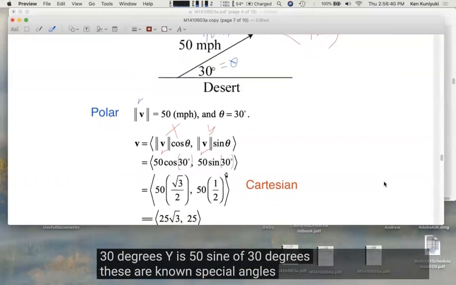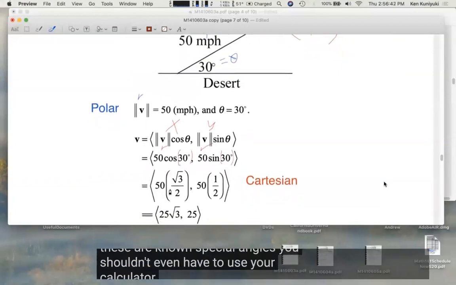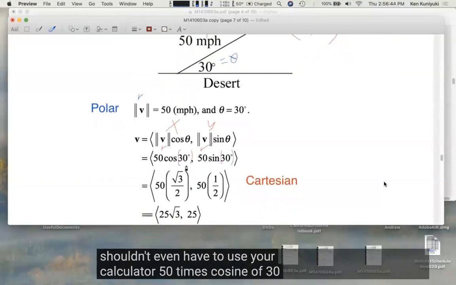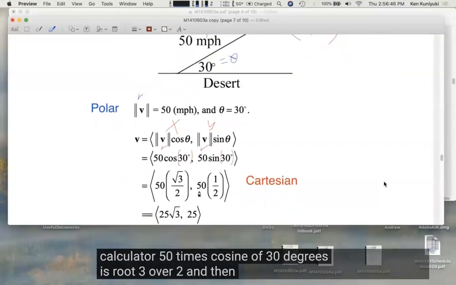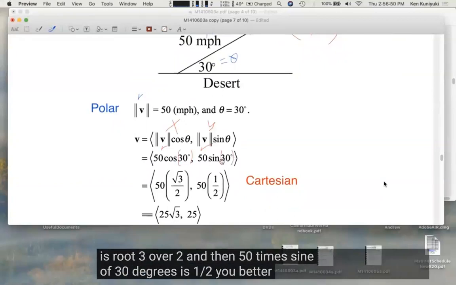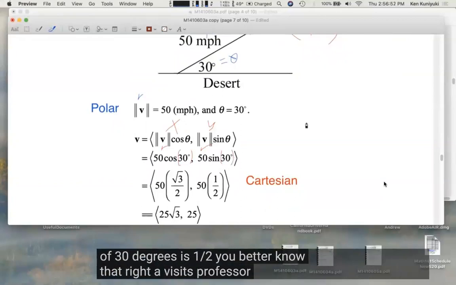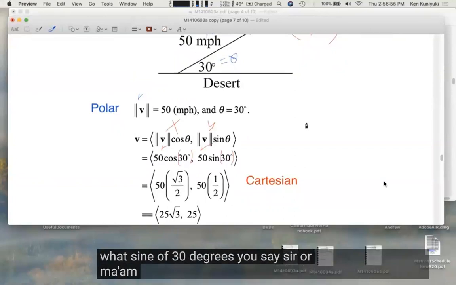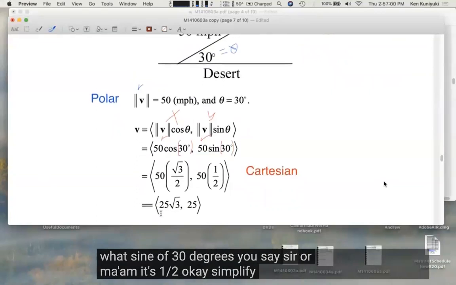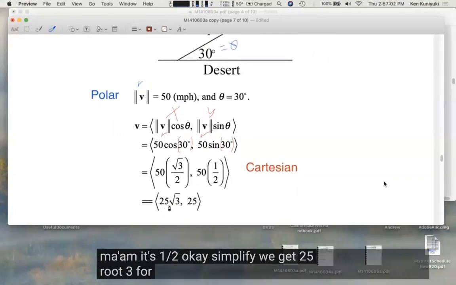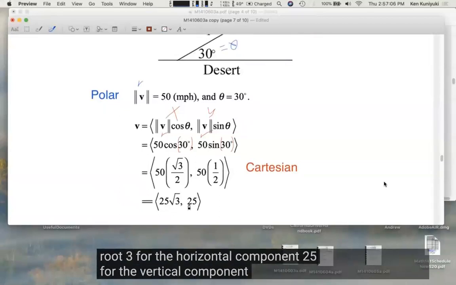These are known special angles. You shouldn't even have to use your calculator. 50 times cosine of 30 degrees is root 3 over 2. And then 50 times sine of 30 degrees is 1/2. You better know that, right? A physics professor asks you, what's sine of 30 degrees? You say, sir or ma'am, it's 1/2. Okay. Simplify, we get 25 root 3 for the horizontal component, 25 for the vertical component.